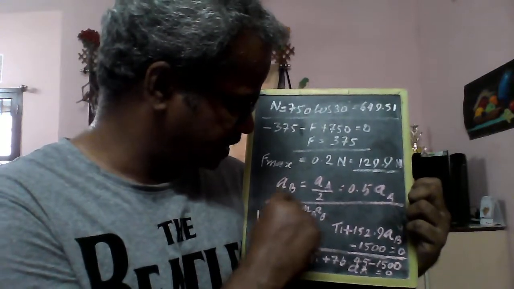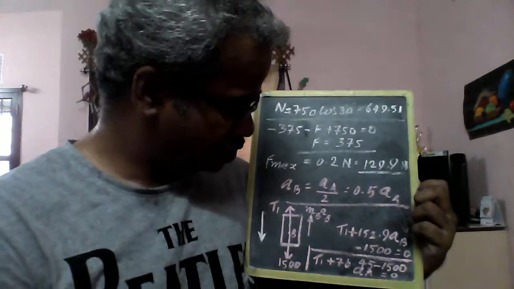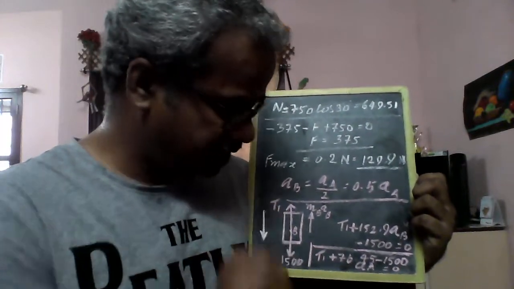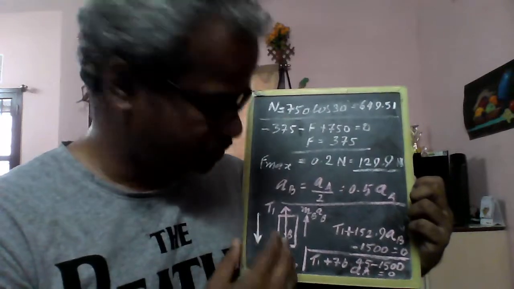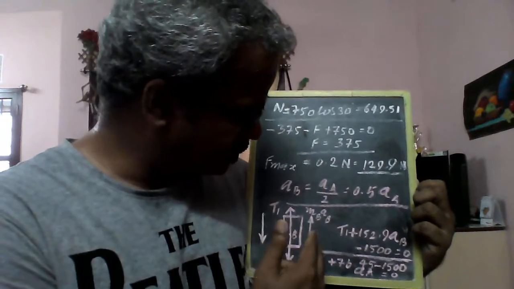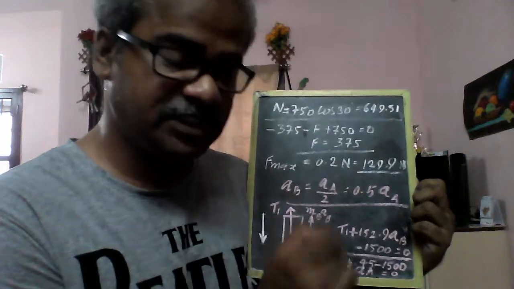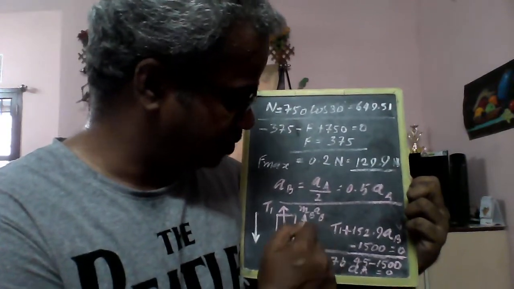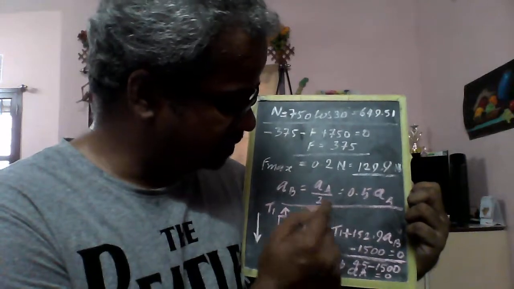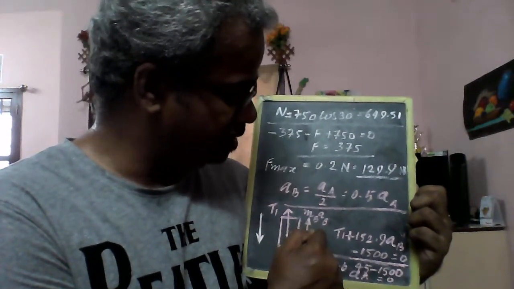That is on the string. Tension T1 will be acting. Since it is moving downward and it doesn't have contact, there is no frictional force, and since it is moving downward, there will be an upward inertial force you have to substitute. What is that? MB into AB. What is MB? That MB you know, and AB.